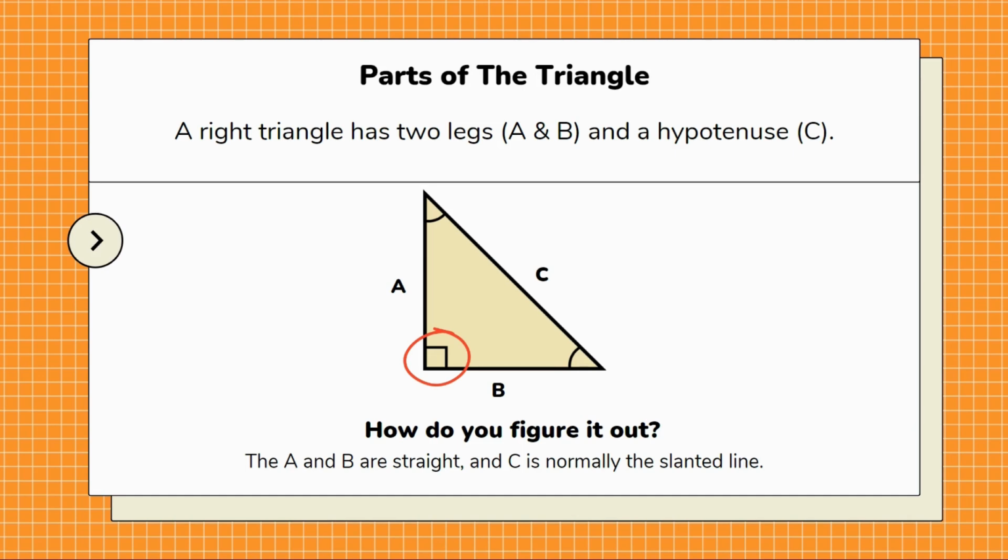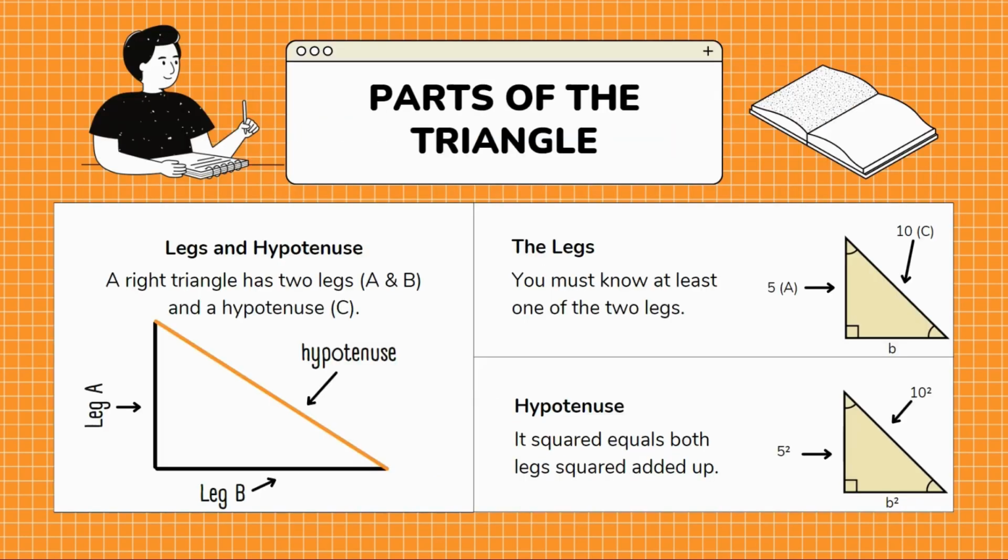So you can say leg A is leg B and you can say leg B is leg A and so on. But you can't swap that out as soon as we start the equation. And we will get to the equation shortly. So how do you figure it out? The A and B are normally straight and C is normally the slanted line in most of these. So that's how you figure it out. So as we learned, a right triangle has two legs, A and B, and a hypotenuse, C, and they're marked on the thing with the orange being the hypotenuse and the black being the legs.